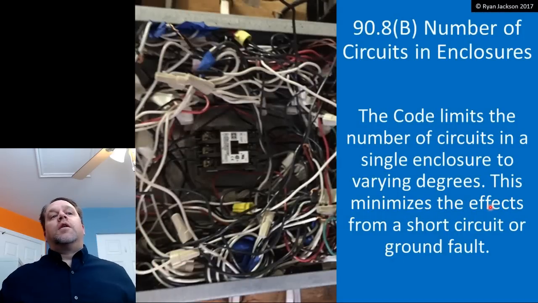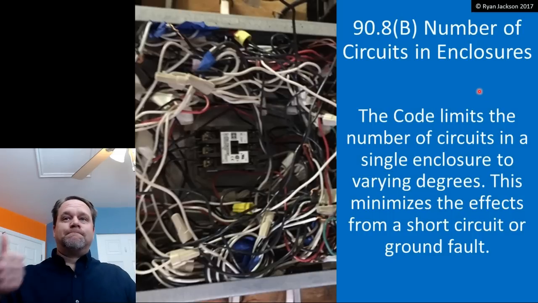90.8(B), the code limits the numbers of circuits in a single enclosure to varying degrees. This minimizes the effects from a ground fault or short circuit. All right, good.